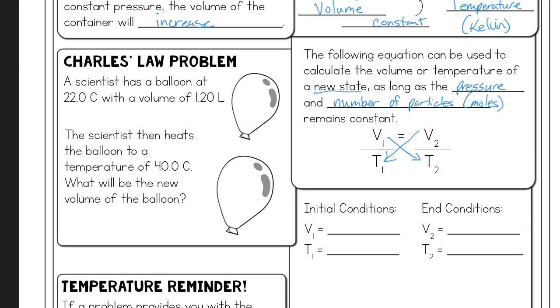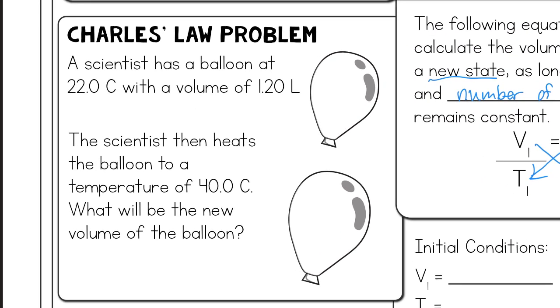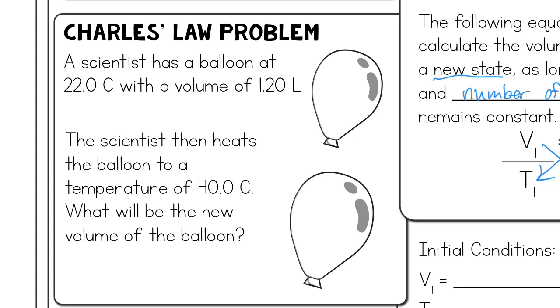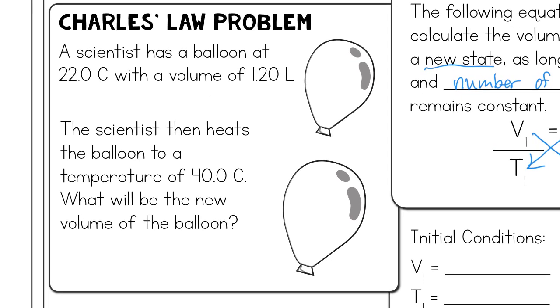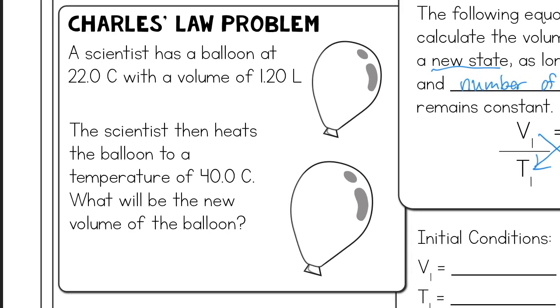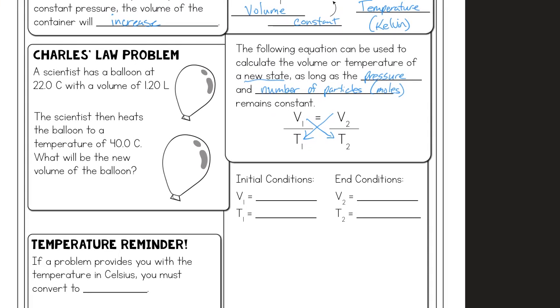So let's read a problem and pull out our variables. A scientist has a balloon at 22 degrees Celsius with a volume of 1.20 liters. Well, that's my starting condition. The scientist then heats up the balloon to a temperature of 40 degrees Celsius. What will be the new volume of the balloon? So let's pull out our knowns and our unknowns.